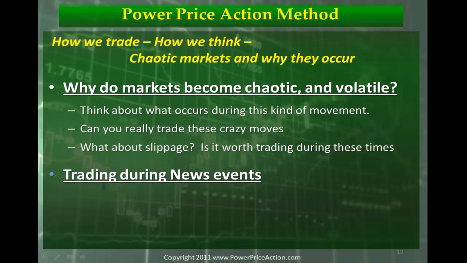The magic number is 3. About 3, maybe 4 days, the actual market will slow itself down because traders start getting out of the market. They pull out because they can't take it anymore. You can't trade in that kind of condition.